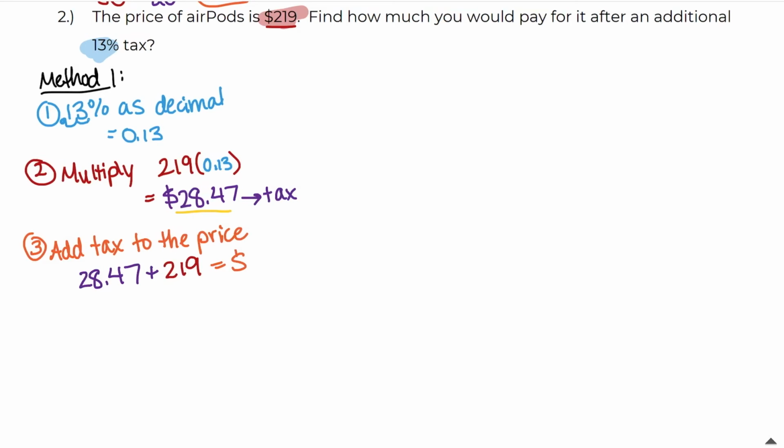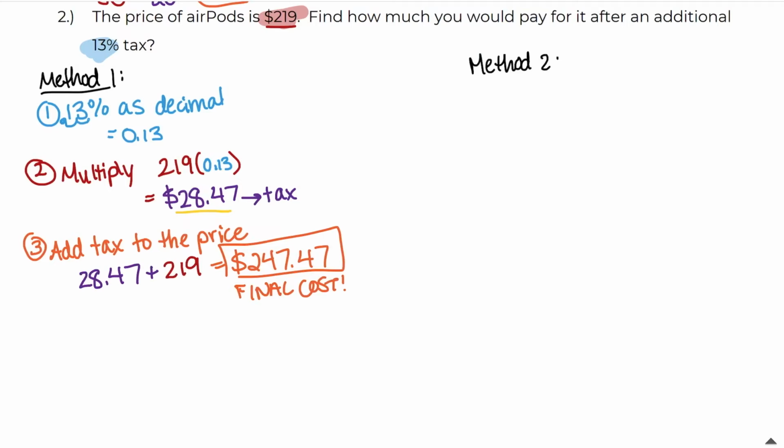So here I can say $247.47, and this right here is my final price or my final cost. Okay, so that's one way we could think about it. Another way that we could think about it is as follows.